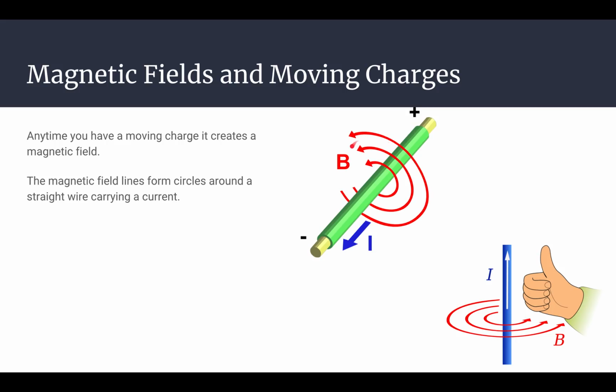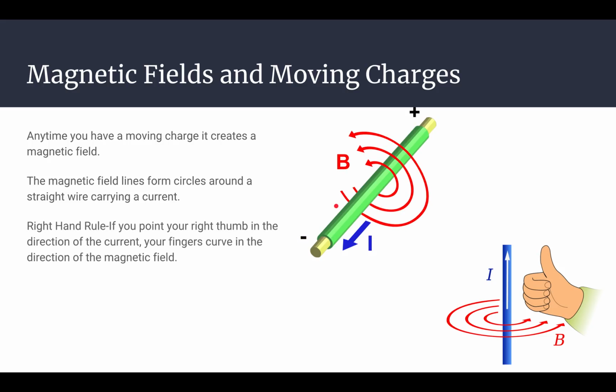So this is why when we place the compass above the wire, it pointed in one direction, and below the wire, it pointed in a different direction. Because of this circle, up here the arrows are pointing from right to left. Down here, the arrows would be pointing from left to right.